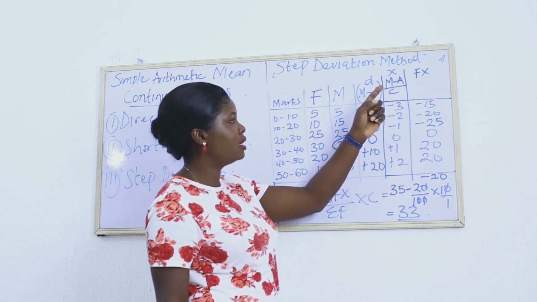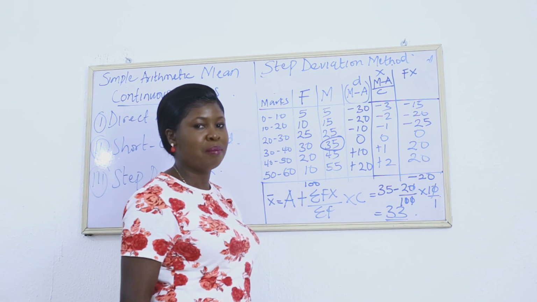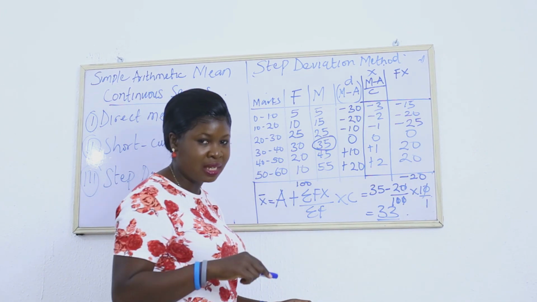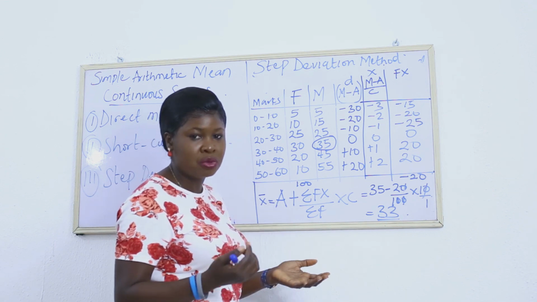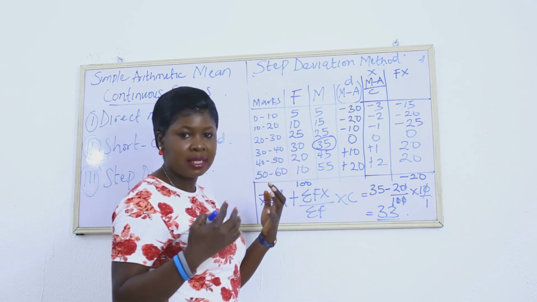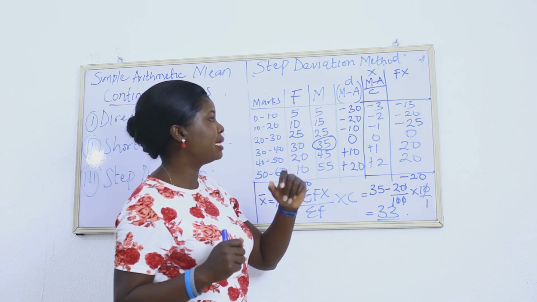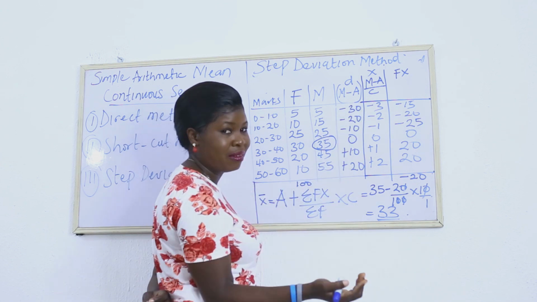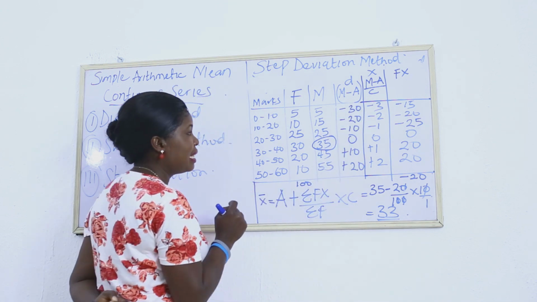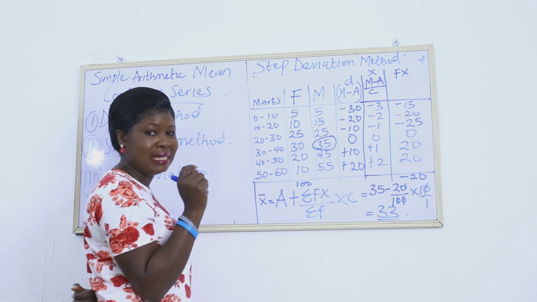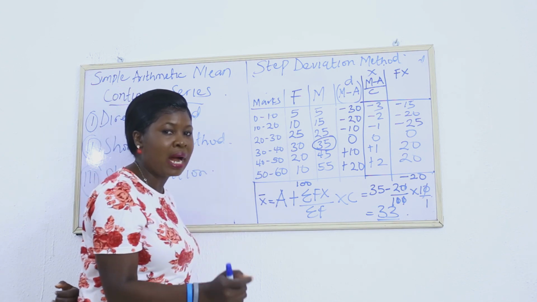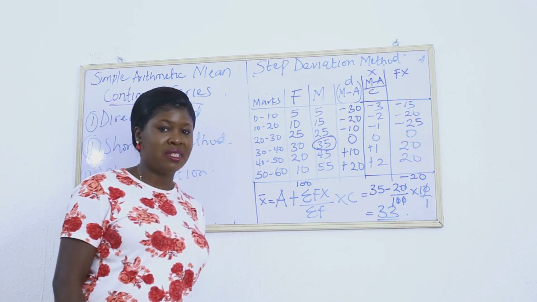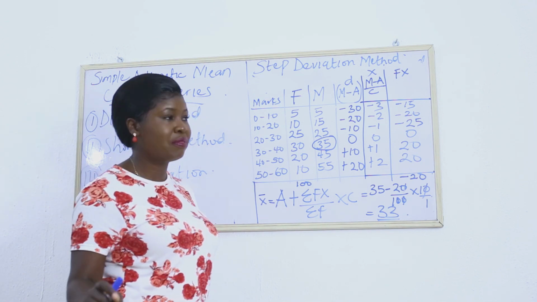Then the next column says midpoint minus assumed mean divided by class interval. C is represented by class interval. Some other textbooks use I, but in my own case I'm using C, and C means class interval. So I'm just dividing the value I get here by the class interval. What is the class interval? The class interval is the upper class limit minus the lower class limit. The upper class limit here is 10 and the lower class limit is 0. So 10 minus 0, we have 10.